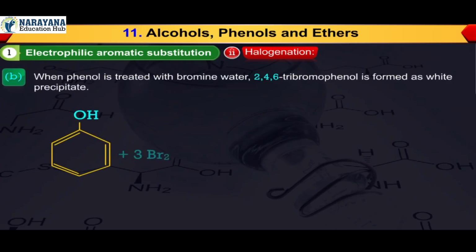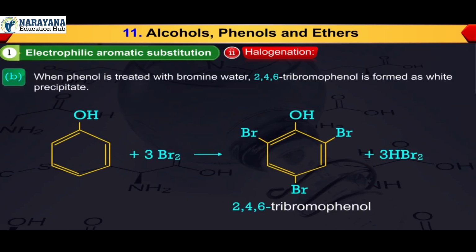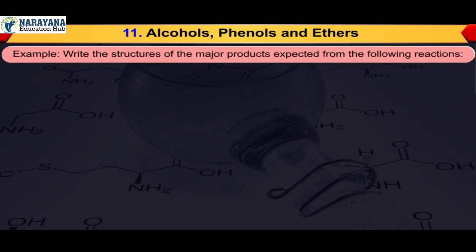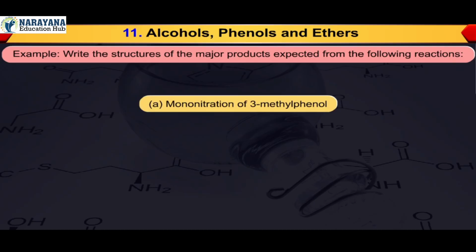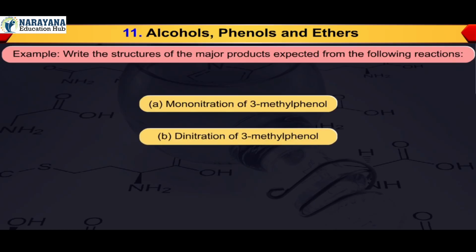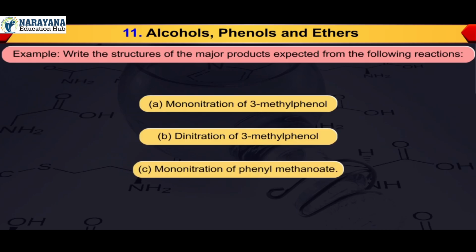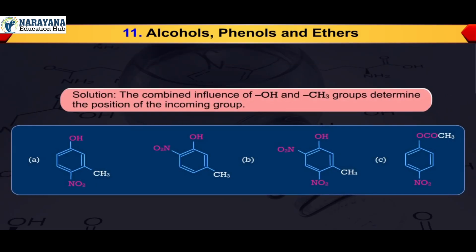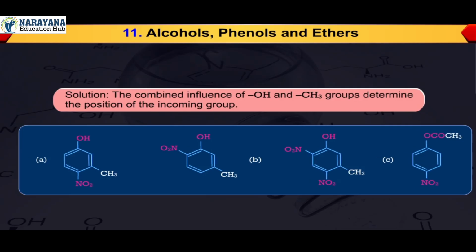B. When phenol is treated with bromine water, 2,4,6-tribromophenol is formed as a white precipitate. Example: write the structure of the major products expected from the following reactions. A. Mononitration of 3-methylphenol. B. Dinitration of 3-methylphenol. C. Mononitration of phenyl methanoate. Solution: the combined influence of OH and CH3 groups determines the position of the incoming group.